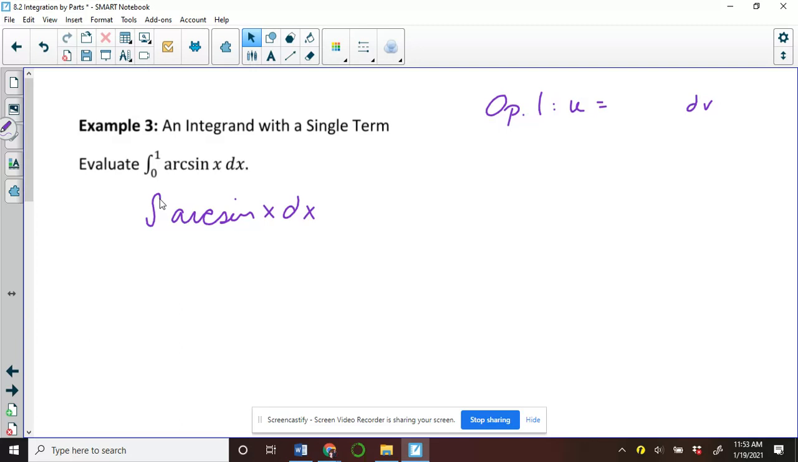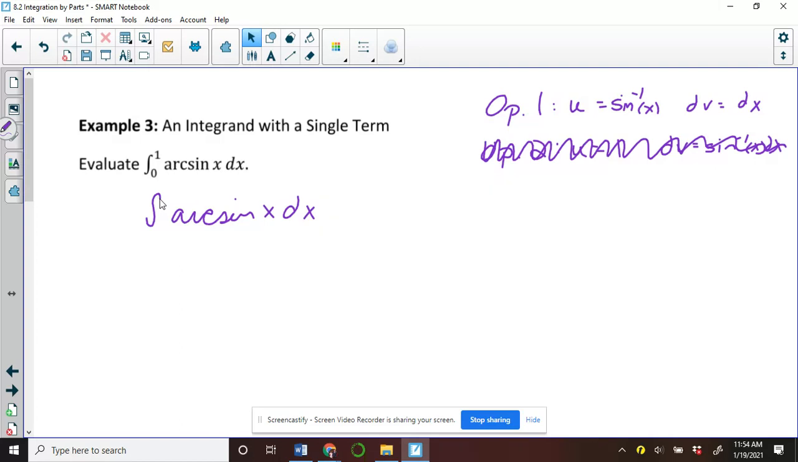Our first option is to have u be arc sine, and because of my room, I'm just going to use sine inverse of x, and dv would be just dx, because there's only one piece remaining. Option 2 would be that u is equal to 1, and dv is equal to arc sine x dx. And hopefully we quickly realize u equaling 1 isn't helpful because the derivative of 1 is 0. And that puts you straight back where you started.